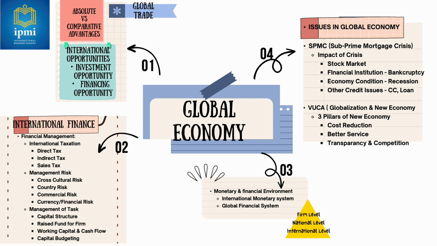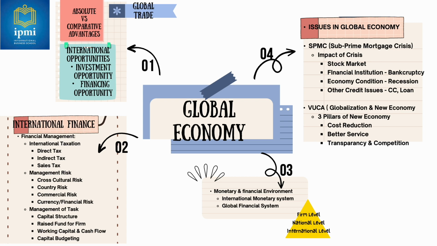Let's move to the mind mapping. Global Economy and International Business, as part of the global economy, we found global trade, in which each country tries to produce certain products or services, consisting of absolute and comparative advantages. Some countries are better equipped than others to produce particular goods or services.